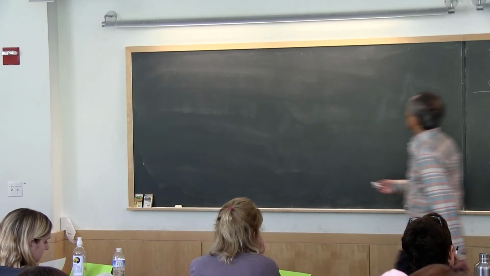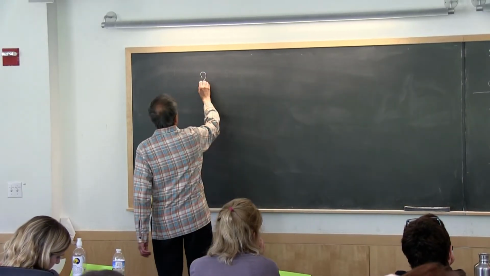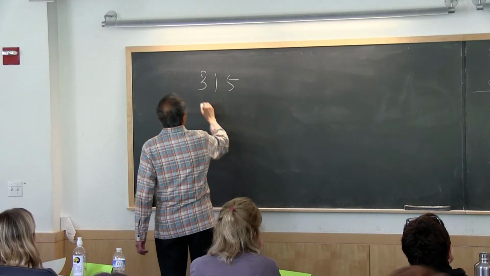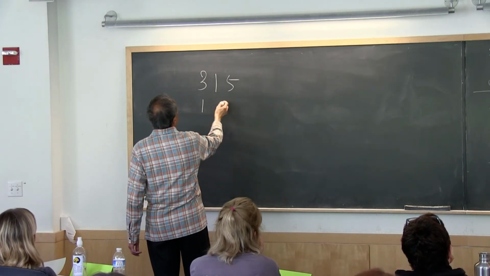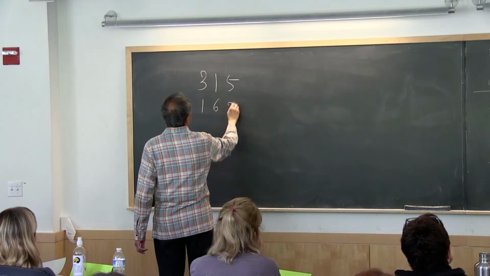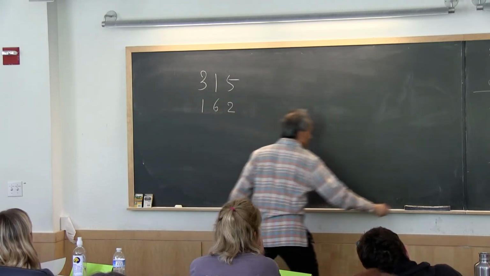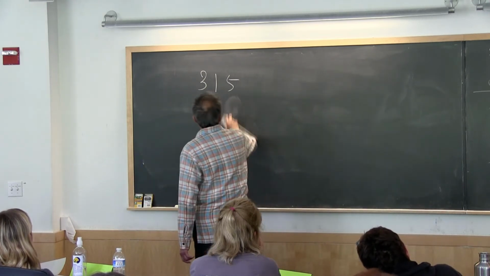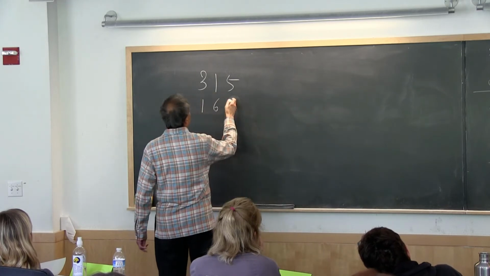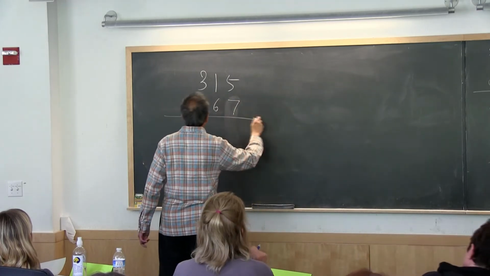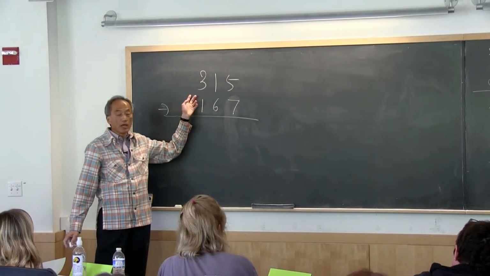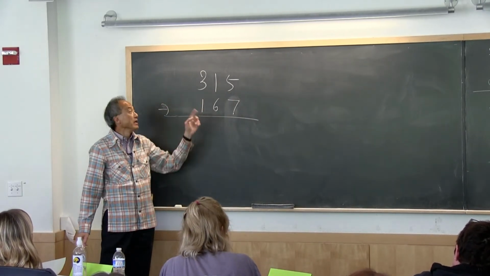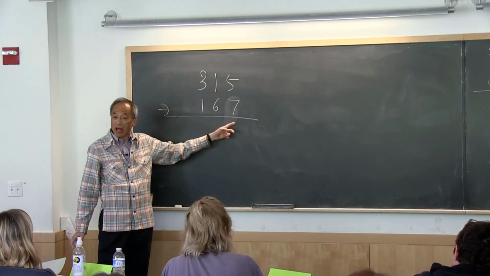Let's look at it like this. 3, 1, 5 would be... yeah, let's make it 162. 167. Let's put it there. Right? Now, what I'm trying to say is that you say 3 and then 1 and then 5, and then 1 and then 6 and then 7.